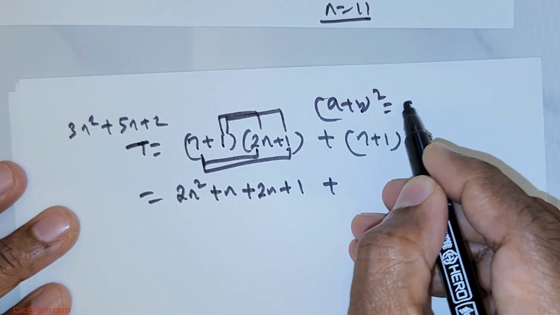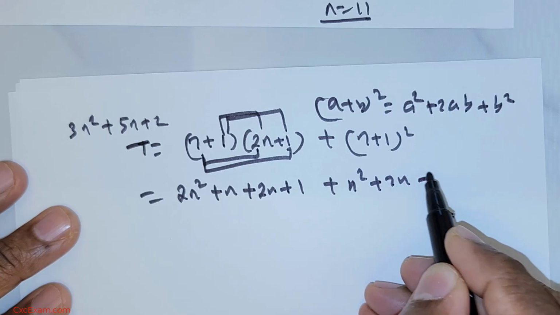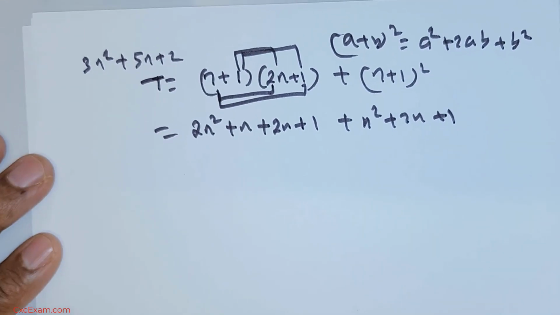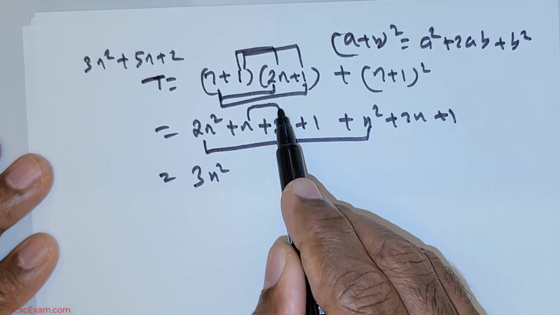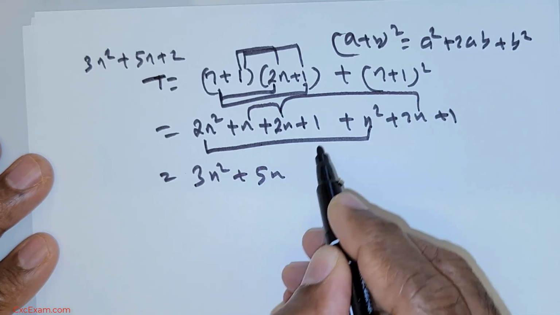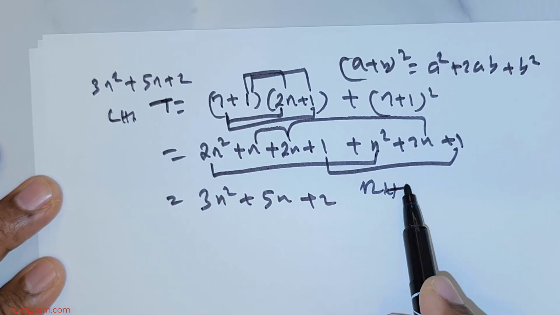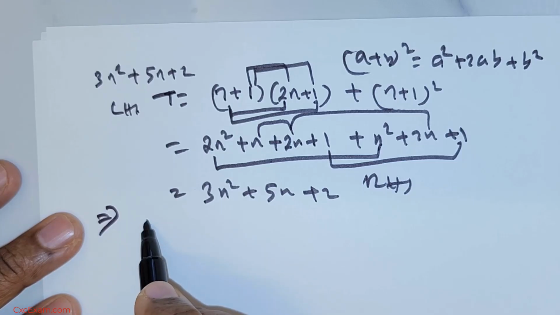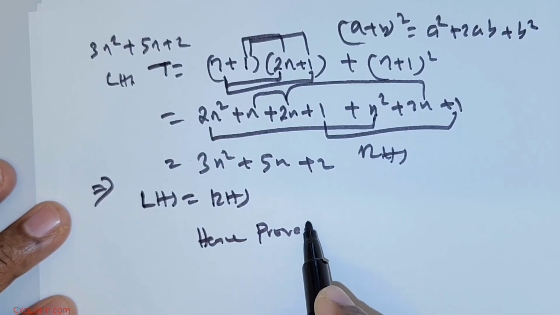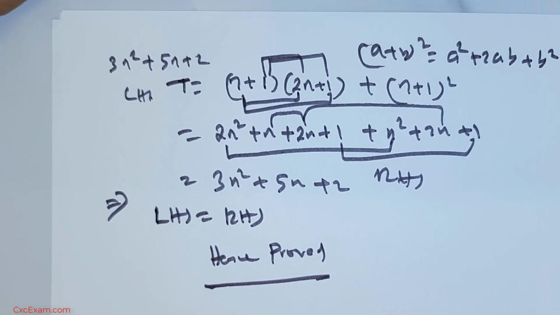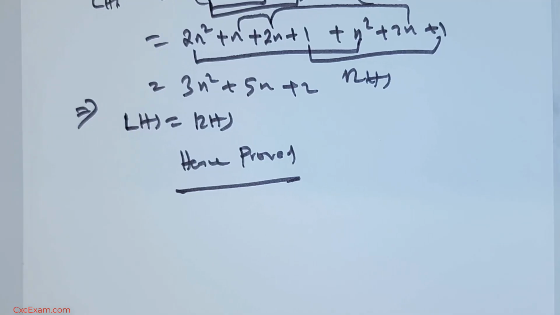(a + b) the whole squared is what? It is a squared plus 2ab plus b squared. So this is n squared + 2n + 1. So expand this. 2n squared plus n squared is 3n squared. n plus 2n, 3n with 2n is 5n. 1 added with 1 is 2. So what do you have here? This is left hand side. What do you have here? Right hand side. So this means left hand side is equal to right hand side. Hence proved. Okay, so this is the important step that you have to conclude to show the examiner that you have a firm grip on the concept.